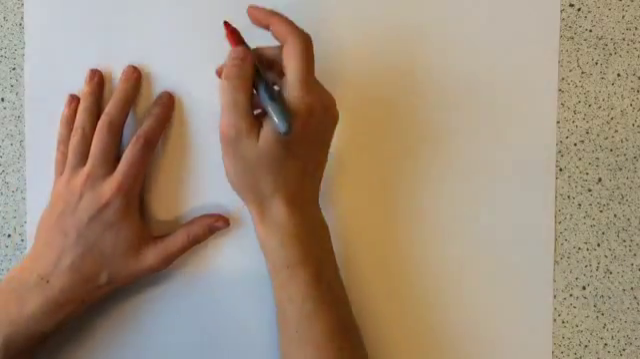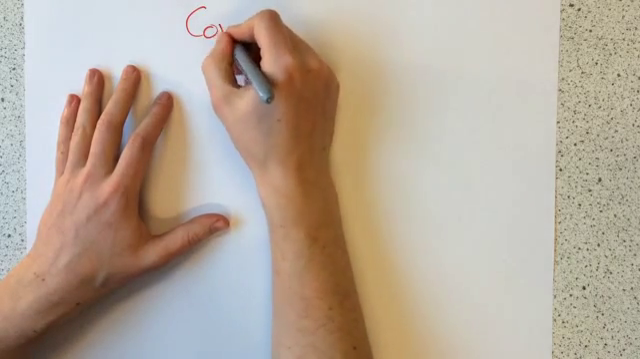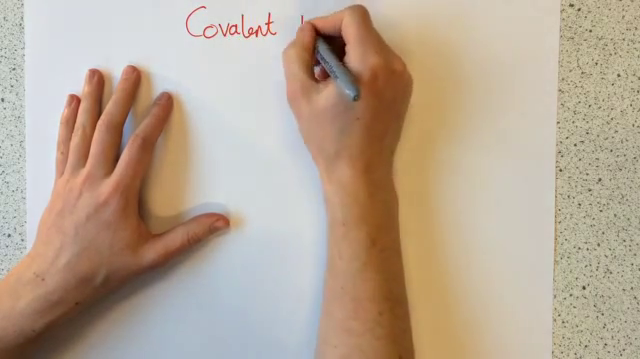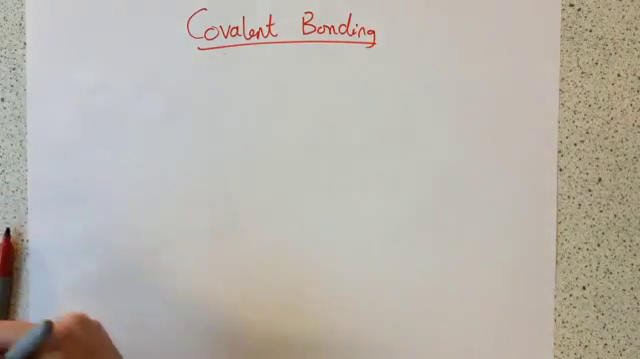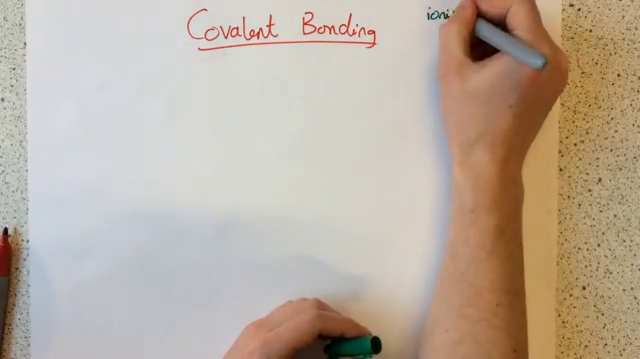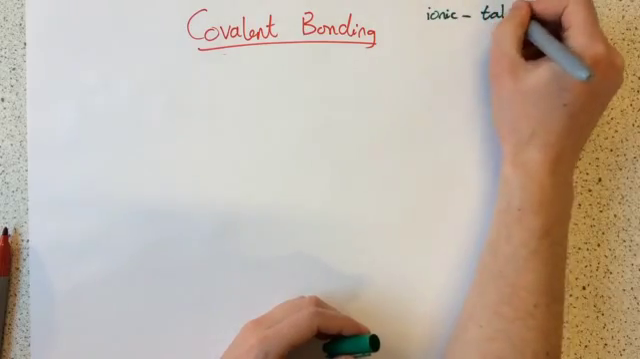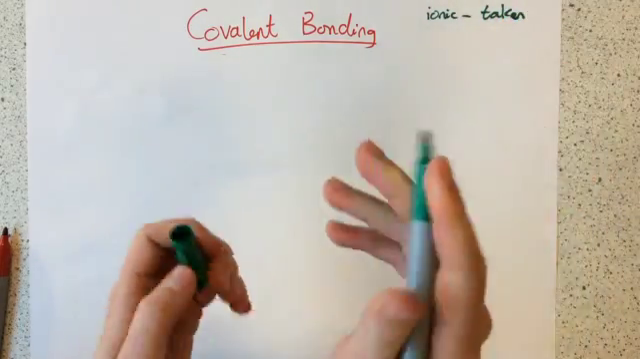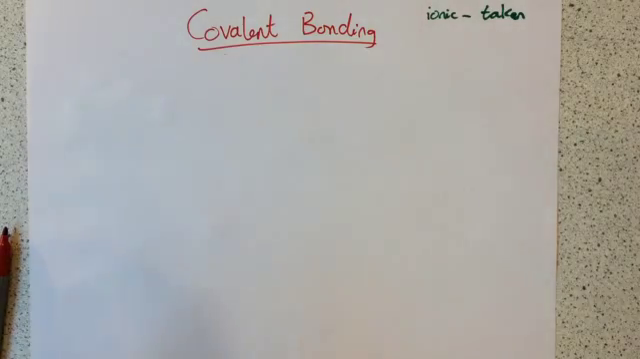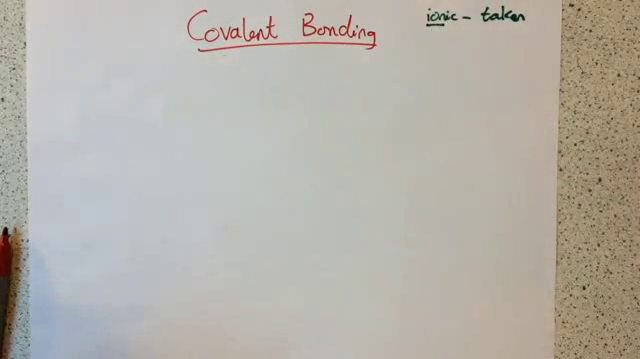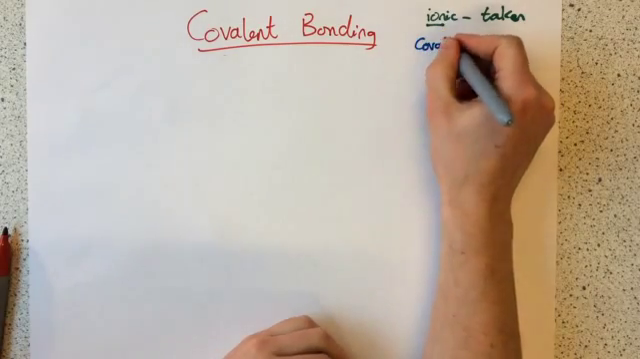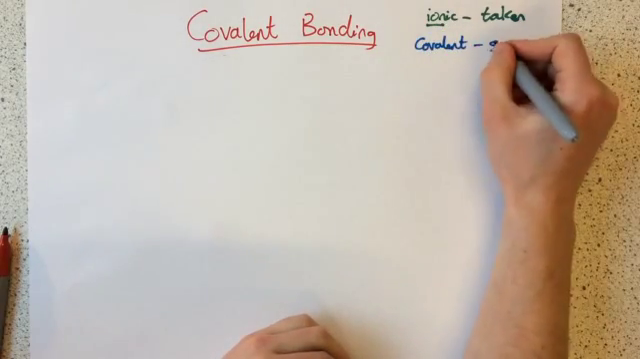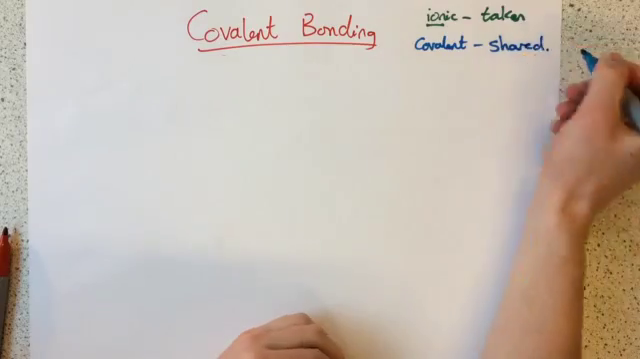Here we're going to talk about covalent bonding, which is not the same as ionic bonding. So, the first difference you need to know is that ionic bonding is where electrons are taken. So electrons move across to the other one to create ions. However, covalent bonding is very different because the electrons are shared.